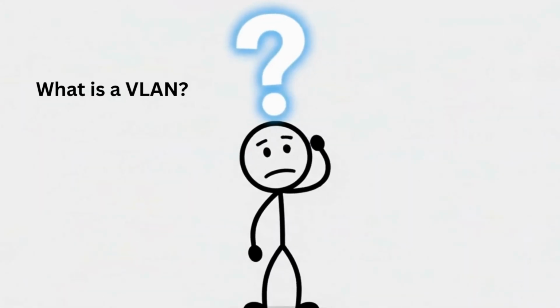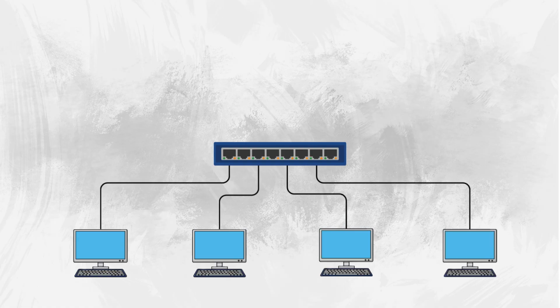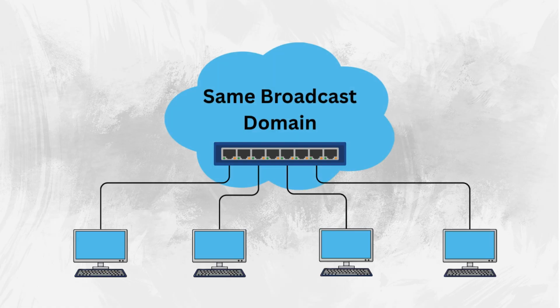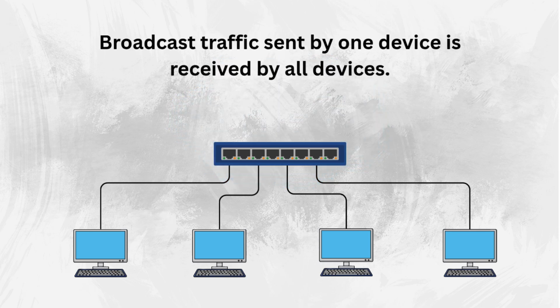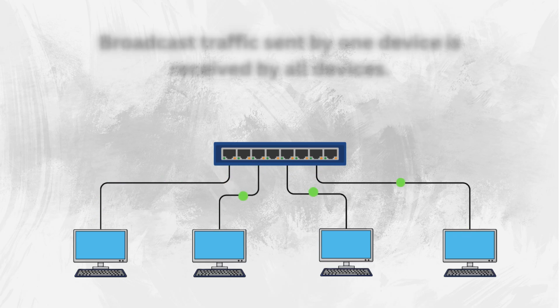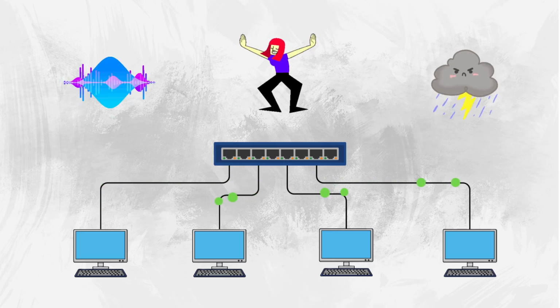What is a VLAN? VLAN stands for Virtual Local Area Network. To understand VLANs, let's first look at a normal switch. When multiple devices connect to a switch, by default they all belong to the same network, or more specifically, the same broadcast domain. This means if one device sends broadcast traffic, every other device connected to that network can receive it. As the network grows, this creates unnecessary traffic, reduces performance, and can create security risks.